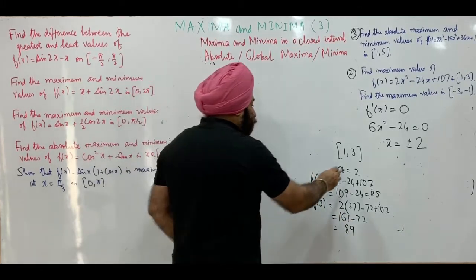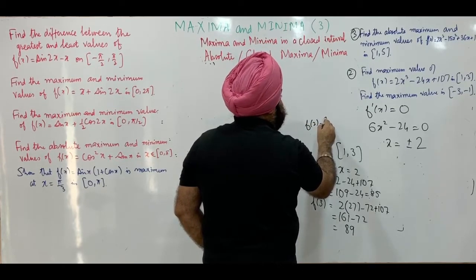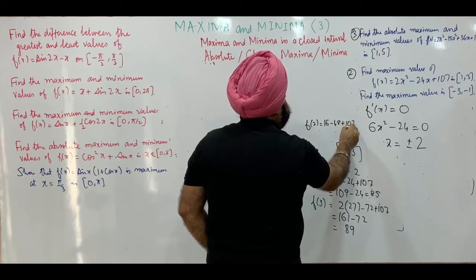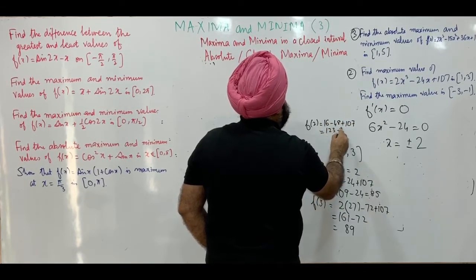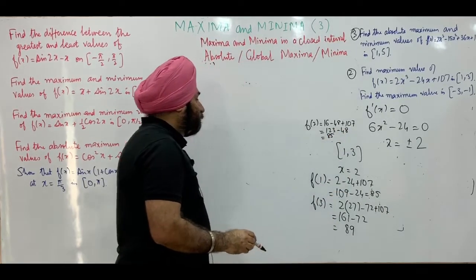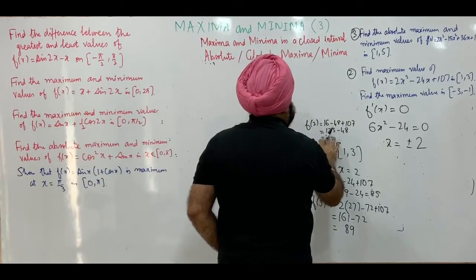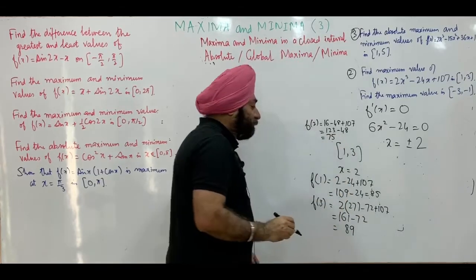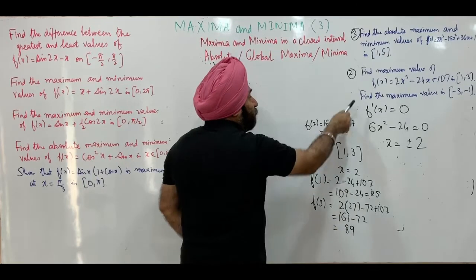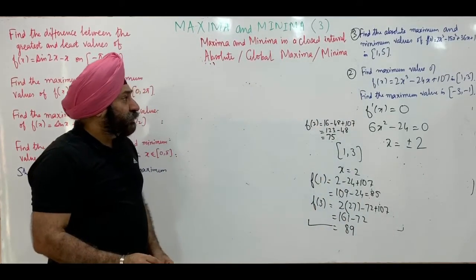Then we find out the value of the function at the critical point, that is f of 2. This is 2 into 2 raised to 3. This is 16 minus 48 plus 107. This is minus 48, so that will be 75. This is 75. So out of these values 75, 85 and 89, we have to find the maximum value. So f of 3 is 89 and 89 is the maximum value.